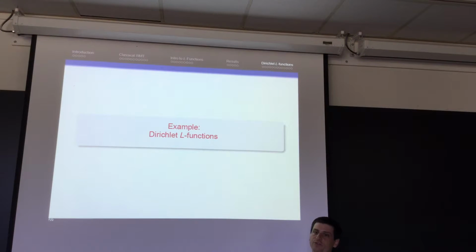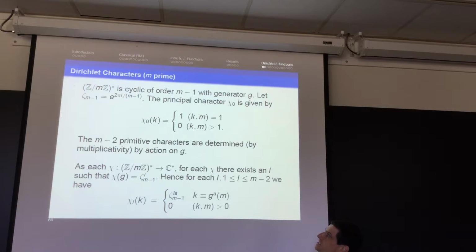Okay, so let's go through an example really slowly and show how you would calculate n-level densities. Let's look at Dirichlet L functions. So this is going to be the prototype of a calculation you would do. So to make things easy, I'm going to assume my characters have prime modulus. So my groups Z mod MZ star, they are going to be cyclic groups. There's going to be some generator. I think I call that generator G. And so zeta m minus 1 is going to be an m minus first root of unity. Okay? And then the trivial character just sends k to 1 if it's relatively prime with m, and 0 otherwise. And so these are periodic.